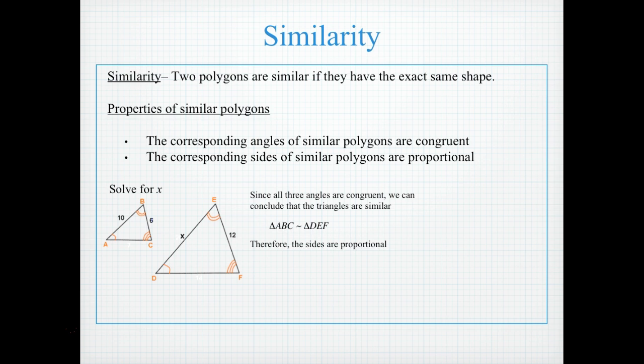So, if we take side AB, which is given as 10, that's going to be proportional to side DE, which is given as x. And side BC, which is given as 6, is proportional to side EF, which is given as 12. So I know 10 over x is equal to 6 over 12. And when we solve a proportion, we have to find the cross product. So that's going to give us 6x equal to 120. Solving for x gives us x equal to 20.